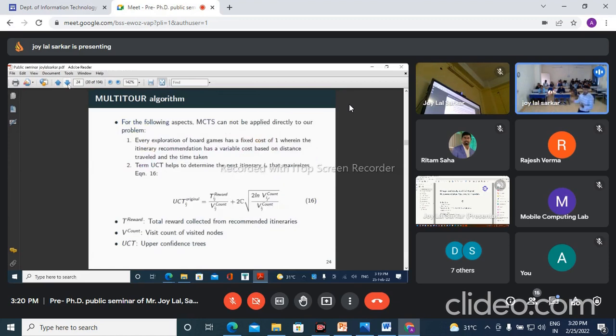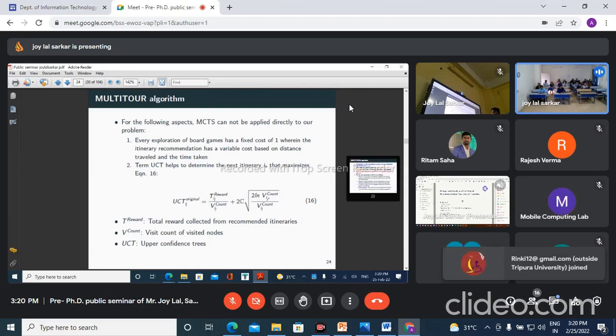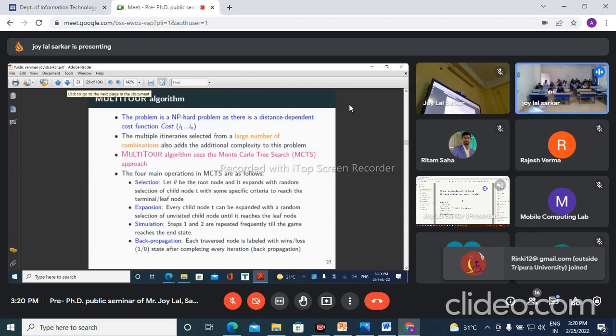To use our algorithm with the Monte Carlo tree search approach, we need to calculate the UCT, the upper confidence bound. You can see that these factors are already there. But I cannot directly use this equation for my tourism recommendation problem, because tourism recommendation is very diverse in nature. We need to calculate the reward, we need to calculate the visited count. So a lot of factors are there. So what reward have we calculated?